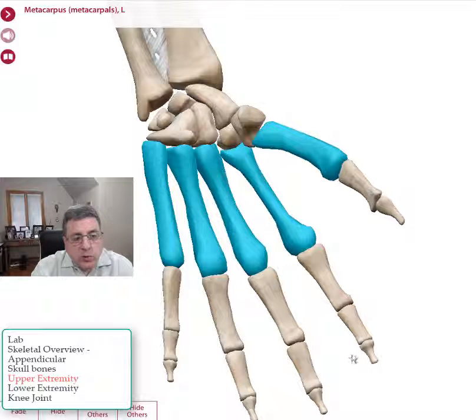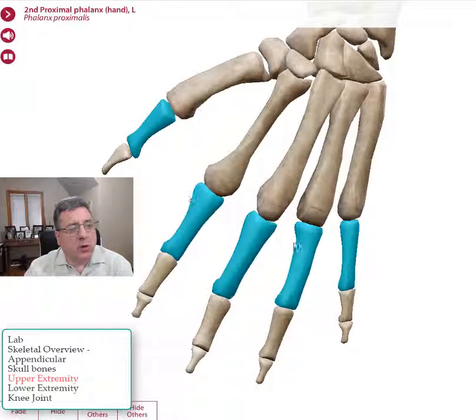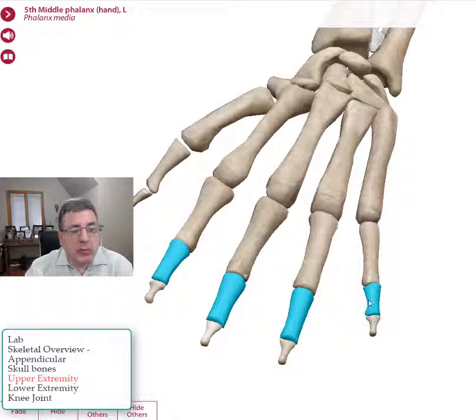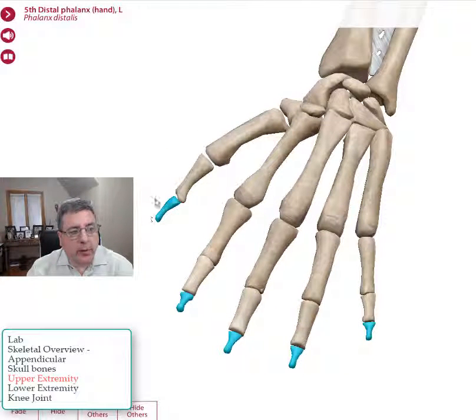Then the bones distal to that are called phalanges. And there's going to be 14 phalanges in each hand. There's going to be 5 in the proximal row. So the proximal row is going to be those. Then you have 4 in the middle phalange. As you notice, the thumb does not have a middle phalange. Middle phalanges are only in the index, middle, ring, and little finger. And then the distal phalange, here's where the thumb comes back into it. So we have 5 there.